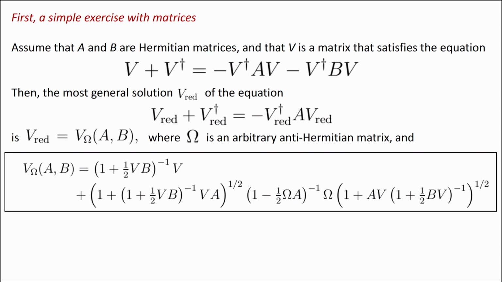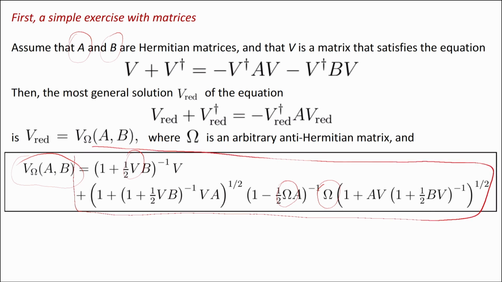It is given in the formula you see here, which is quite complicated apparently, but anyway, it is a formula where you build the new amplitude out of the old amplitude, the matrices A and B that we have assumed as starting points, and a new matrix omega, which is arbitrary at this point. And then you apply this complicated formula that we will study in detail, because this is the formula that encodes the new diagrammatic rules. Omega is an arbitrary anti-Hermitian matrix.